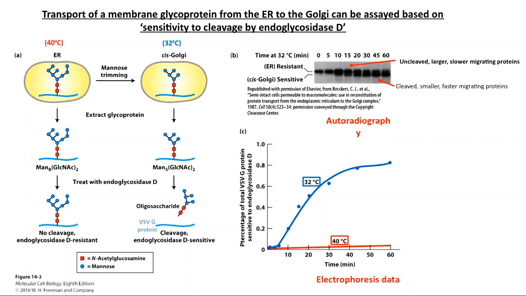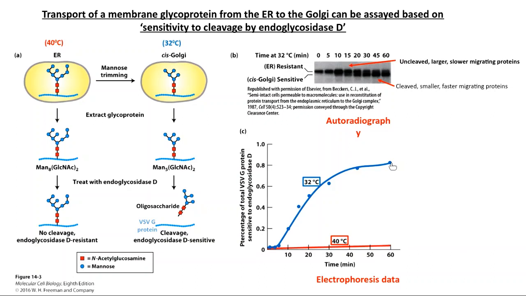It shows the percentage of endo-G sensitive VSV-G protein over time. So at the restrictive temperature, all or most of the proteins stay in the ER. But as we take it to the permissive temperature, most of the proteins get digested by endoglycosidase D, right? As time increases, more and more, eventually all of the proteins which went to the cis Golgi and got processed will get cleaved.